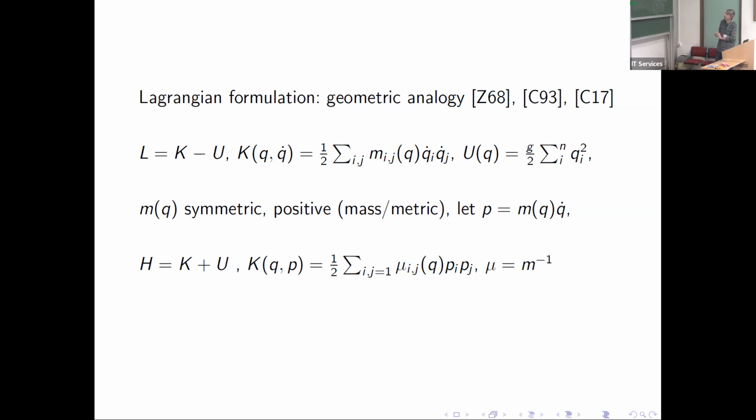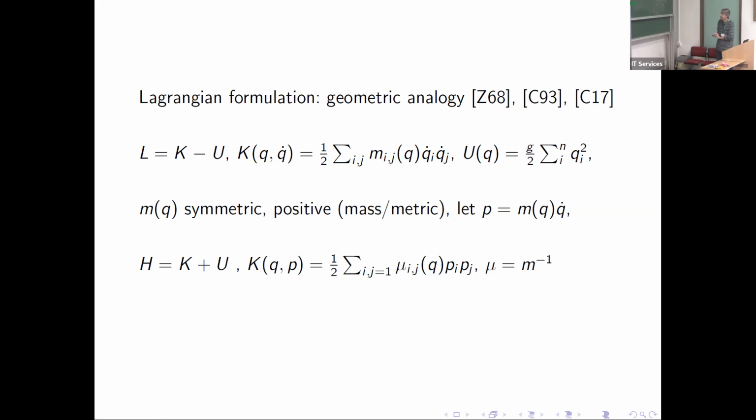So with this structure, which can also be interpreted as a Riemannian metric, I mean, it's supposed to be positive for Q, you obtain by some very standard steps a canonical momentum, which is just this matrix times the velocity, and then you pass to the Hamiltonian, where you have a similar structure, but now it's quadratic in the momenta, and you have here the inverse of this matrix.